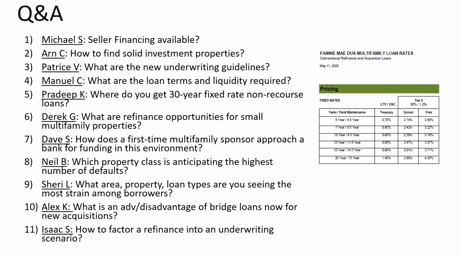Number nine, Sherry LS asks, what area, property, loan types are you seeing the most strain? We talked about area in terms of property, and then loan types. A lot of people with Fannie, Freddie loans that have maturities five to six years from now are not really seeing that much strain. They're just making their payment.